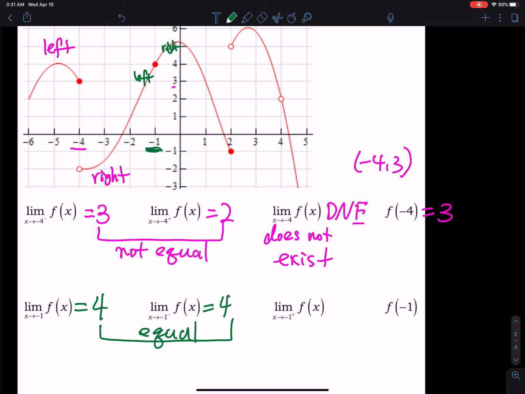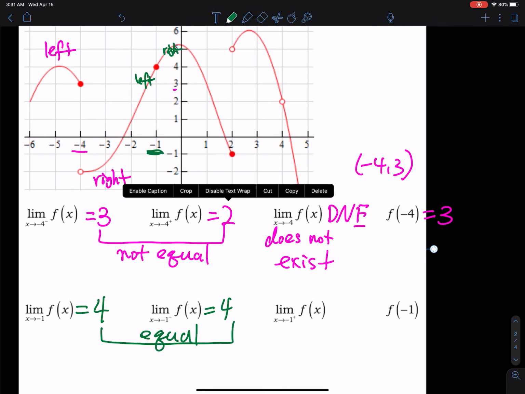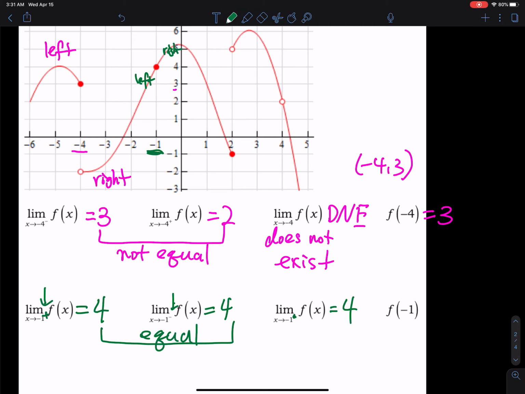Did I miss the plus right here? Okay, so this one is a minus. This one I'm going to put a plus right here, and this one we delete the plus. So the left limit and the right limit are both equal to 4. As x approaches negative 1 from either side, the limit is equal to 4 because the left and the right are the same.